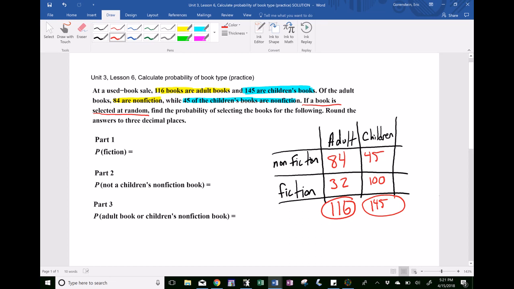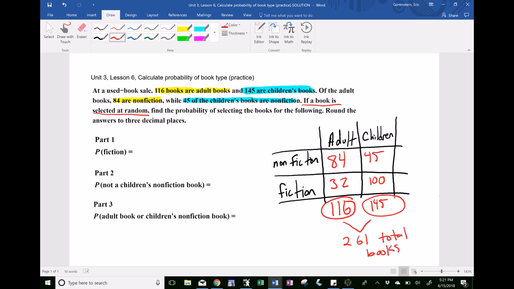Okay. So for part one, if you select one book at random, what's the probability it's a fiction book? Well, how many total books are there? We have 116 adult, 145 children books. So collectively, we have 261 total books.